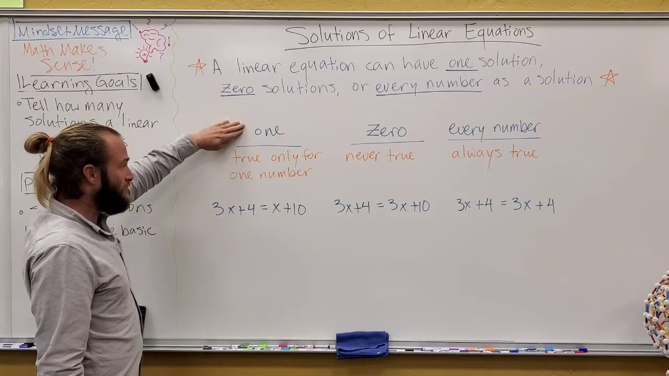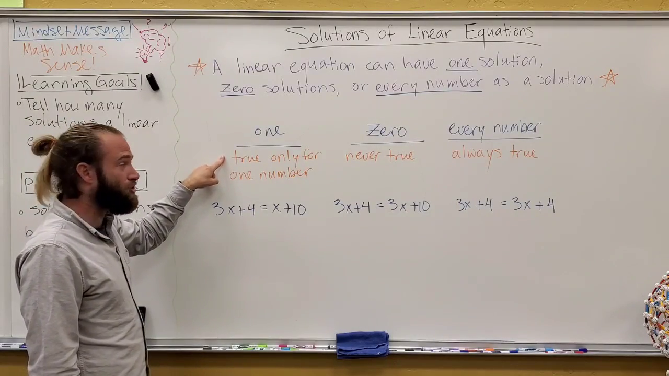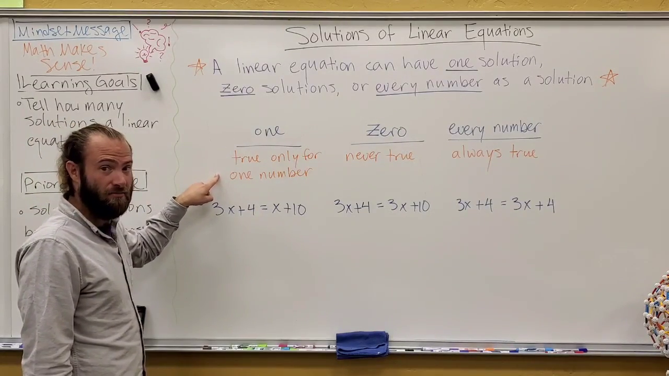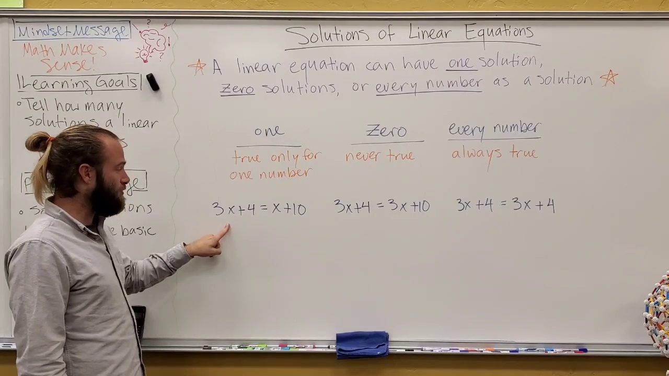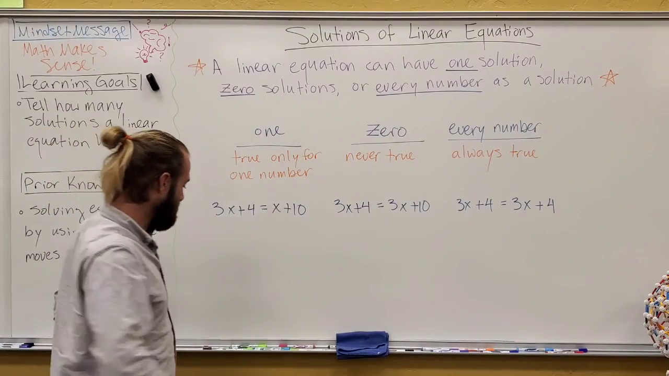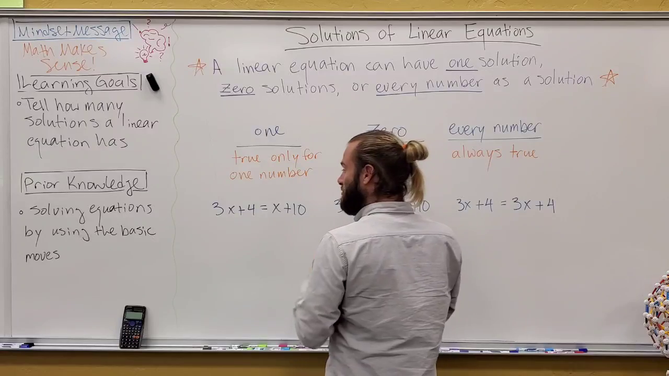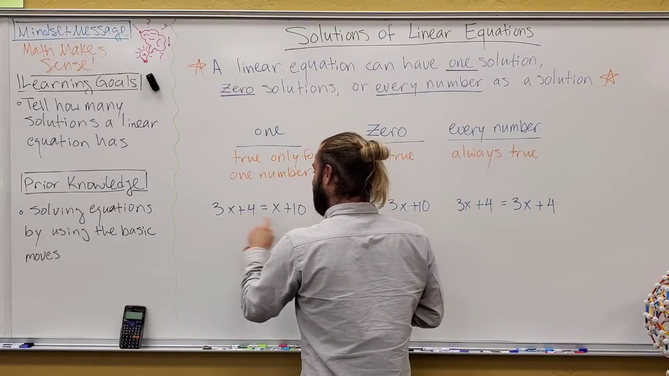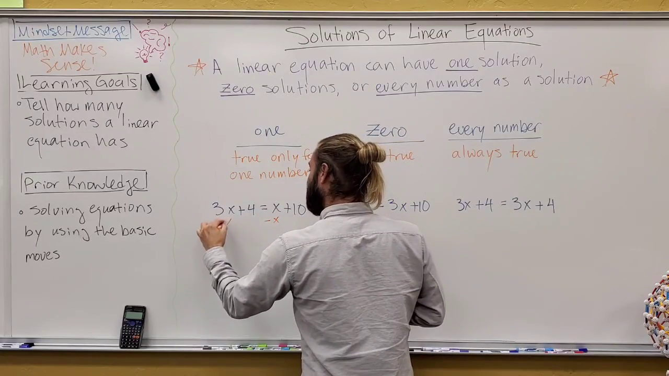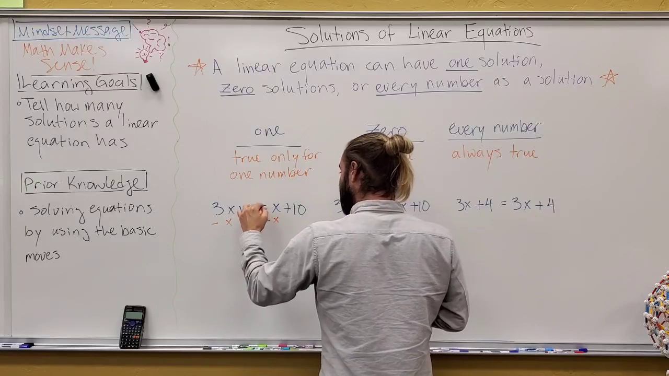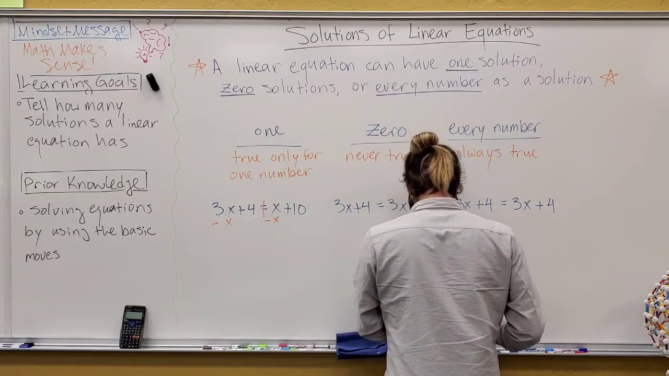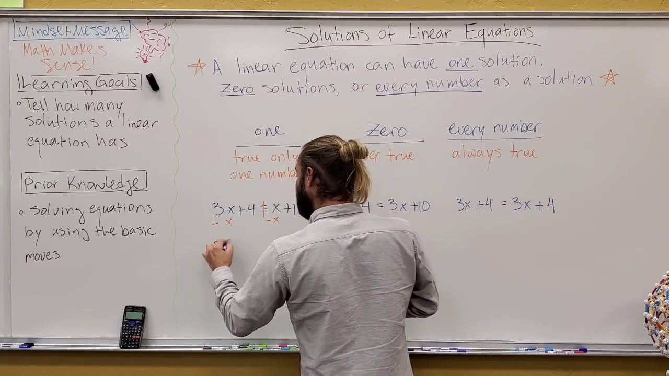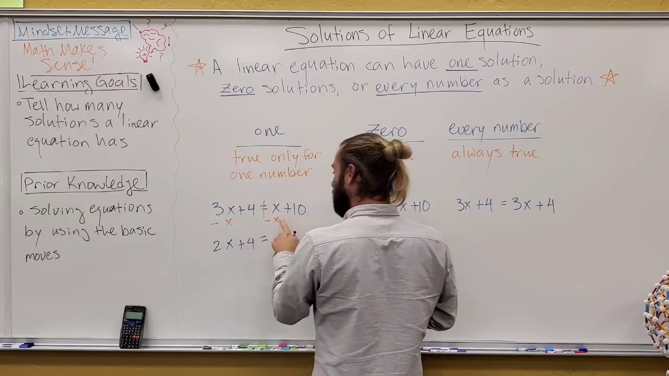You can have 1 solution. Remember, that just means the equation is true for just 1 number, right? So an example of that would be 3x plus 4 equals x plus 10. And if we use the basic moves here, if I subtract x from both sides, that leaves me with 2x plus 4 equals 10.